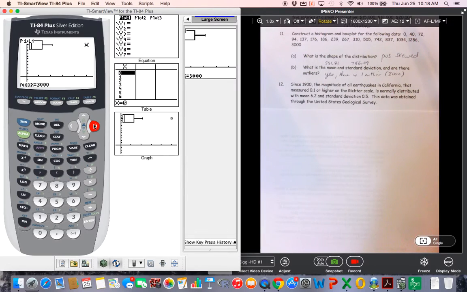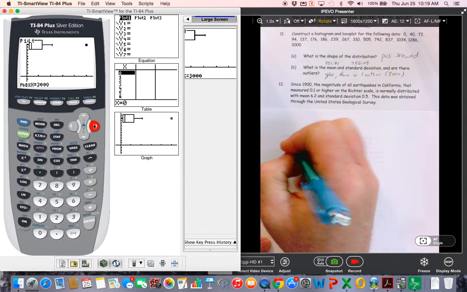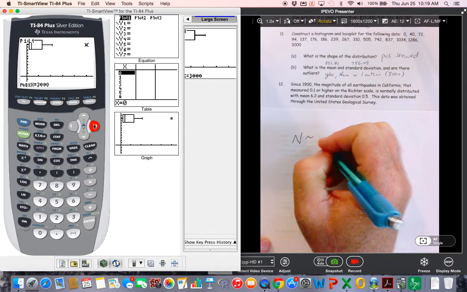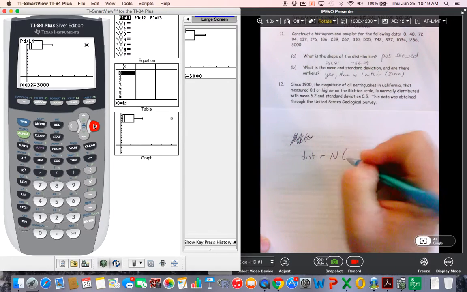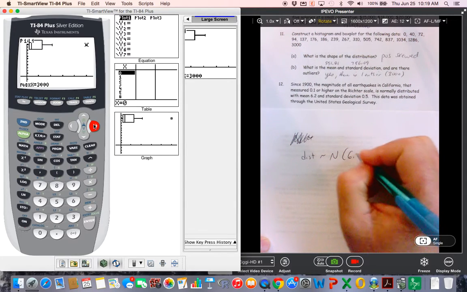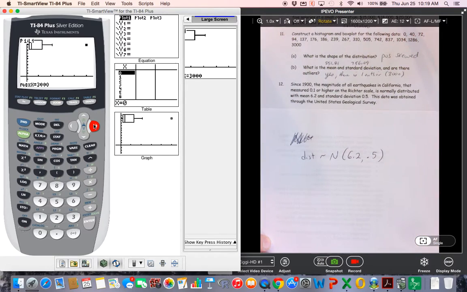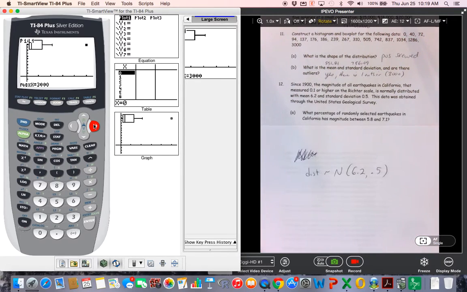Okay, since 1900, the magnitude of earthquakes in California that measured 0.1 or higher on the Richter scale is normally distributed with a mean 6.2, standard deviation 0.5. This data was obtained through the United States Geological Survey. So we have a distribution, I should say, that's approximately normal, with a mean of 6.2 and a standard deviation 0.5. Sometimes that's the way we write that. So what percentage of randomly selected earthquakes in California during this time period has a magnitude between 5.8 and 7.1?